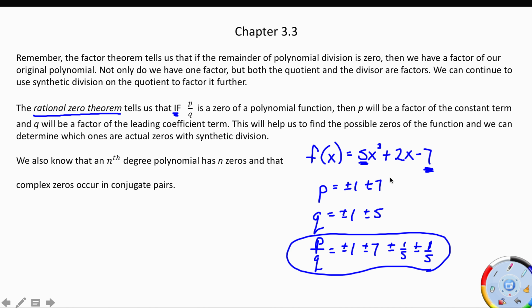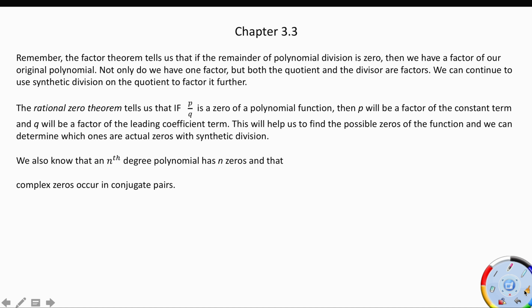I need to take my polynomial up here and divide by each one of these values here. Okay? And if I get a 0, then I have found a factor. Also, some information to help us with finding our factors is that an nth degree polynomial will have n zeros. So this third degree polynomial over here, I would be looking for 3 zeros. A fifth degree polynomial, I'd be looking for 5 zeros.